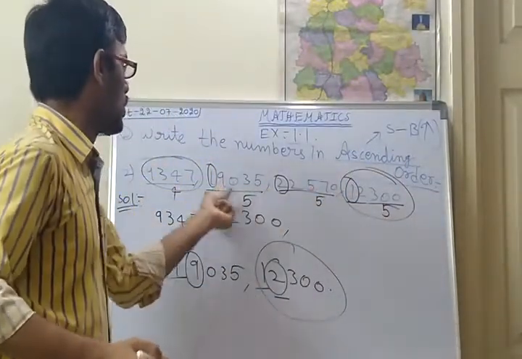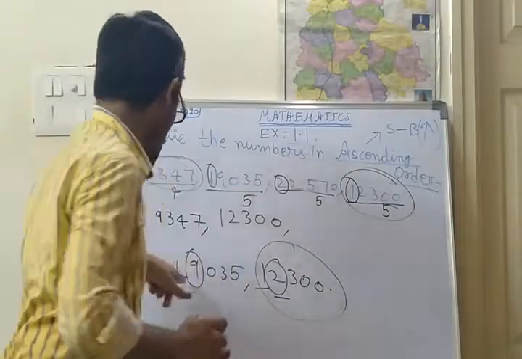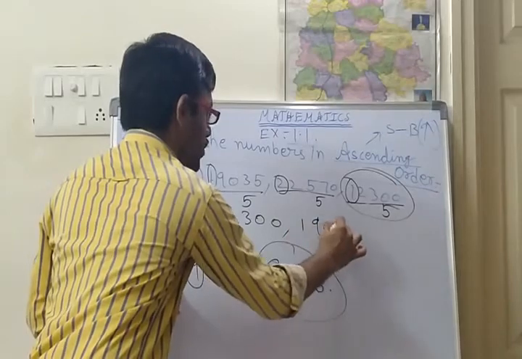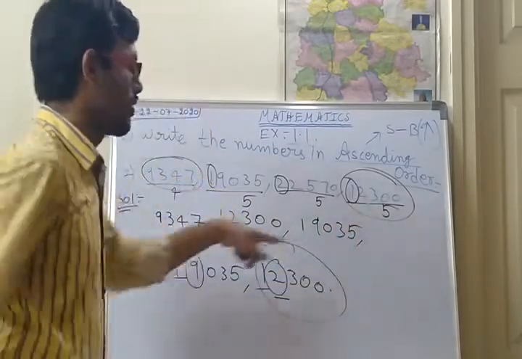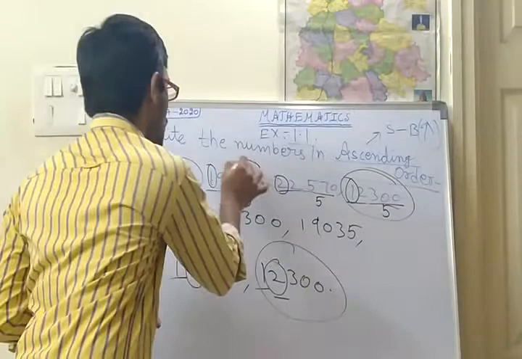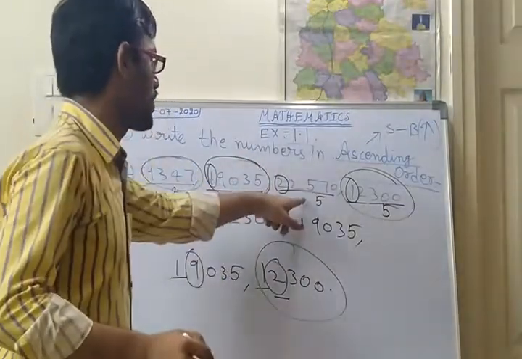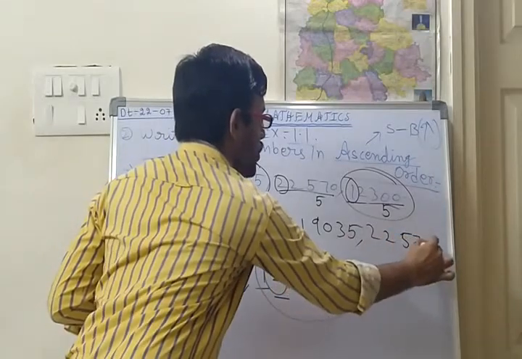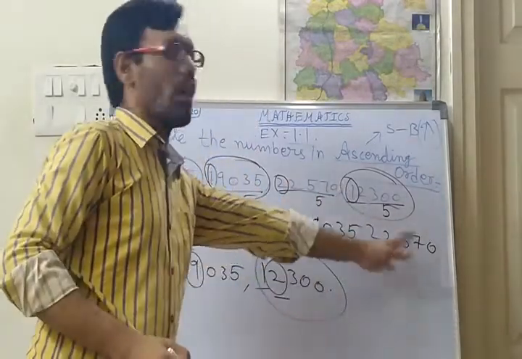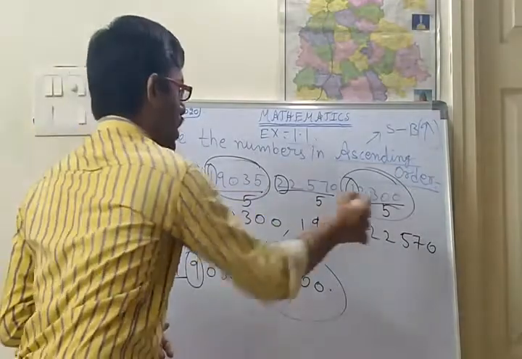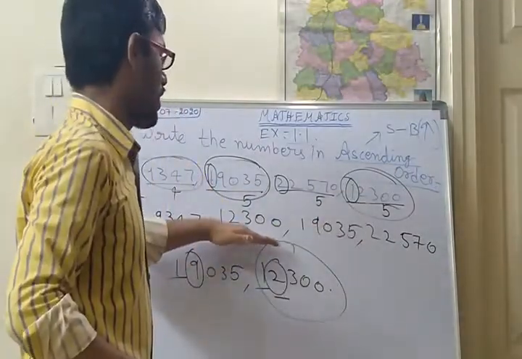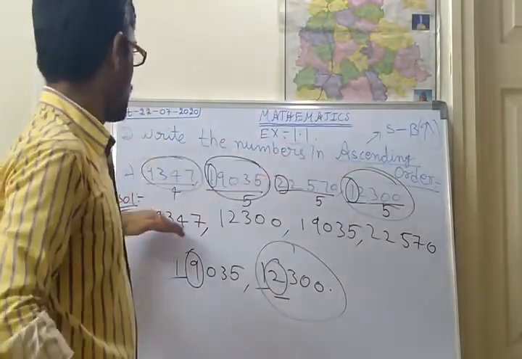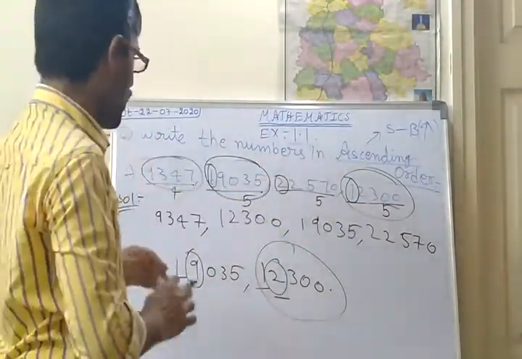Only 2 are there. Now see the first digit. Already we have seen 1 is there. So 19035 is the third smallest number. Now which is the last number? 22570. Only one number is there, so I am writing that one there. So this is the ascending order, small to big. Like this you should be able to write. I think you have understood.